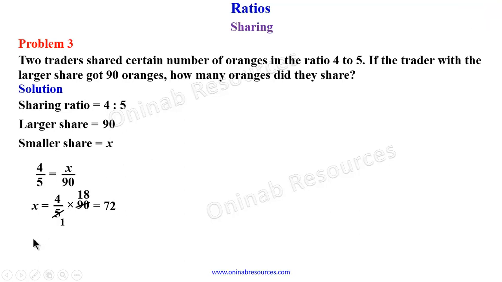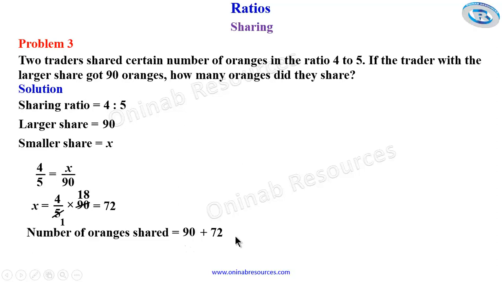So we then go ahead to find the number of oranges shared, which is the larger share 90 plus the smaller share. So 90 plus 72 gives 162 oranges, which is the number of oranges the two traders shared. And that's all for the solution of problem 3, and this is the highest we are taking in this tutorial.